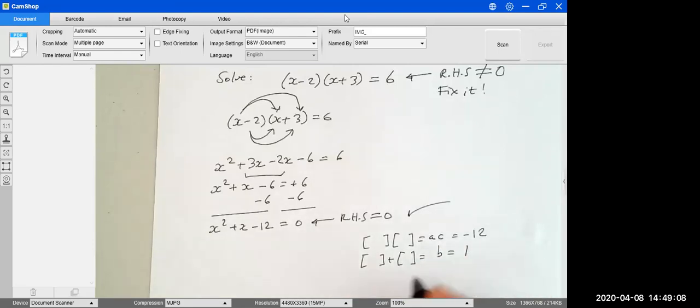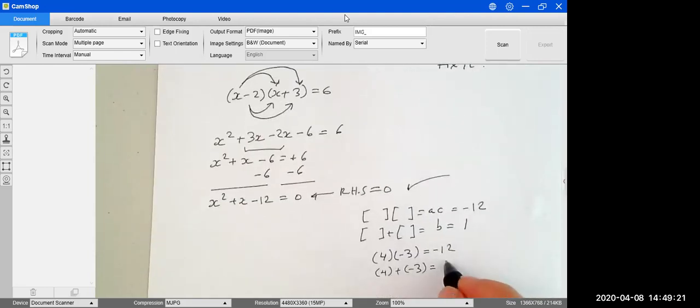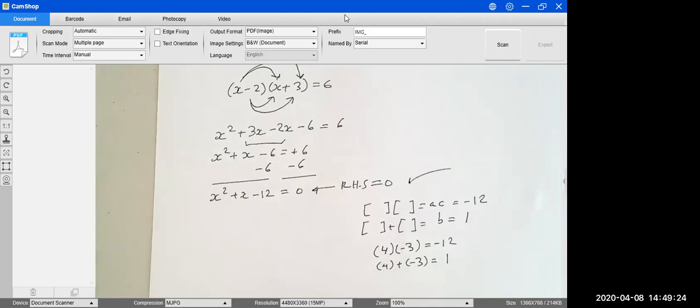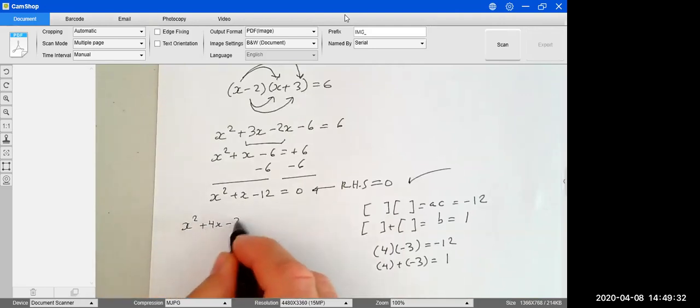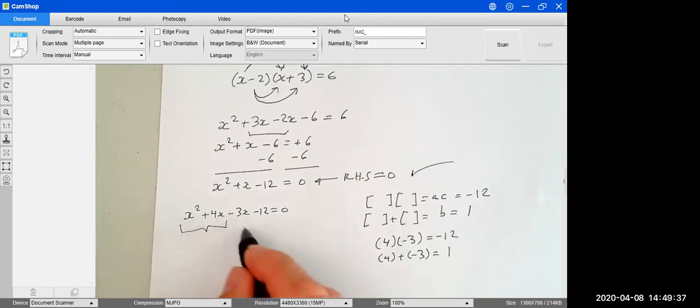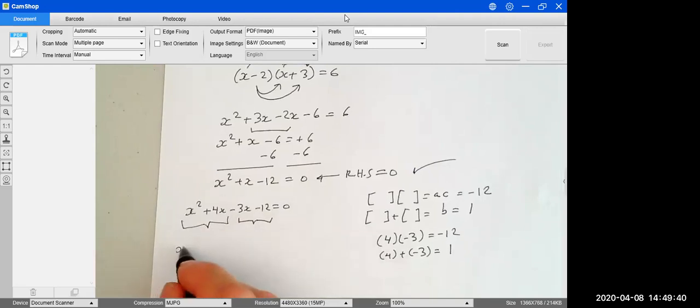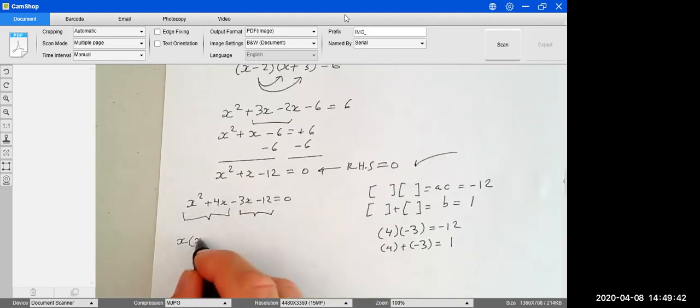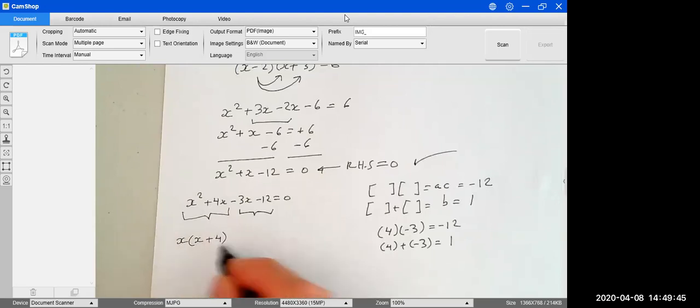So what are those numbers? One is positive, the other is negative. So 4 times negative 3 is going to be negative 12. And 4 plus negative 3 is going to be positive 1. So these are my two numbers. So you're just going to need to write x squared plus 4x minus 3x minus 12 equal to 0. Then we do factoring by grouping. So from the first group, you're going to get x that multiplies x plus 4.